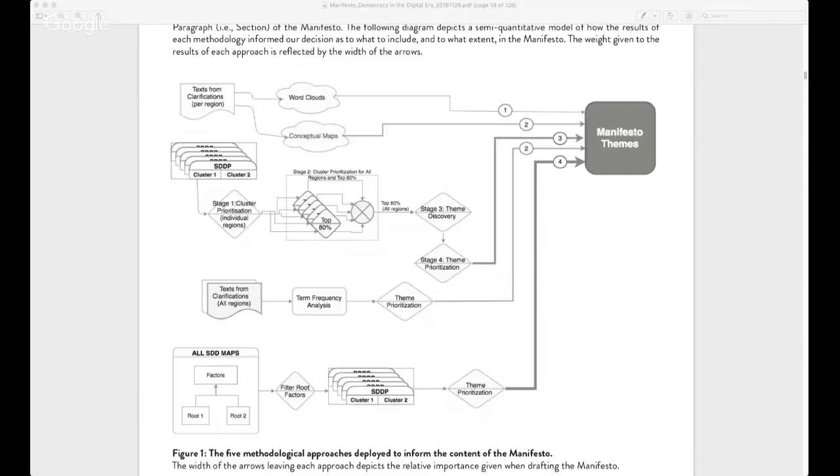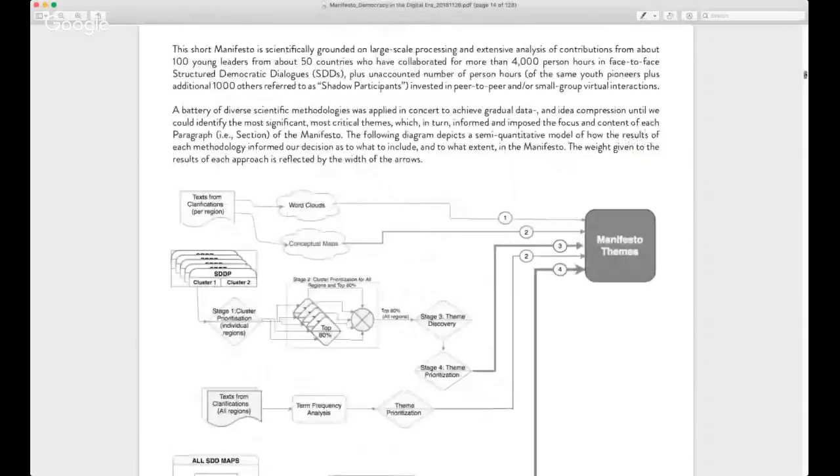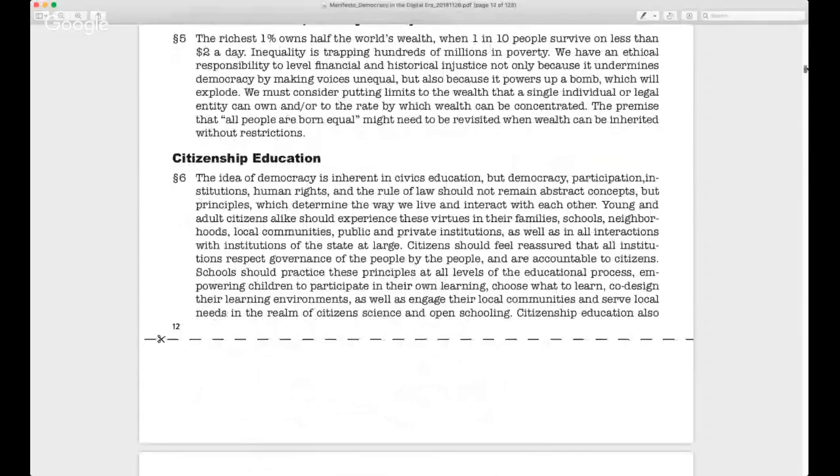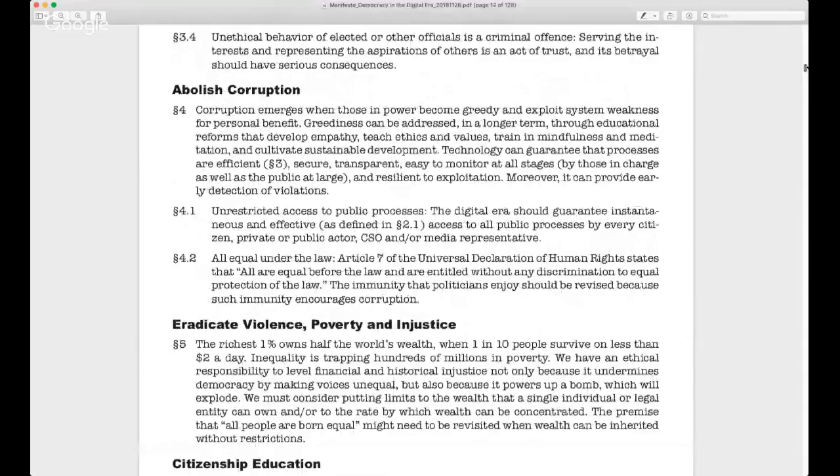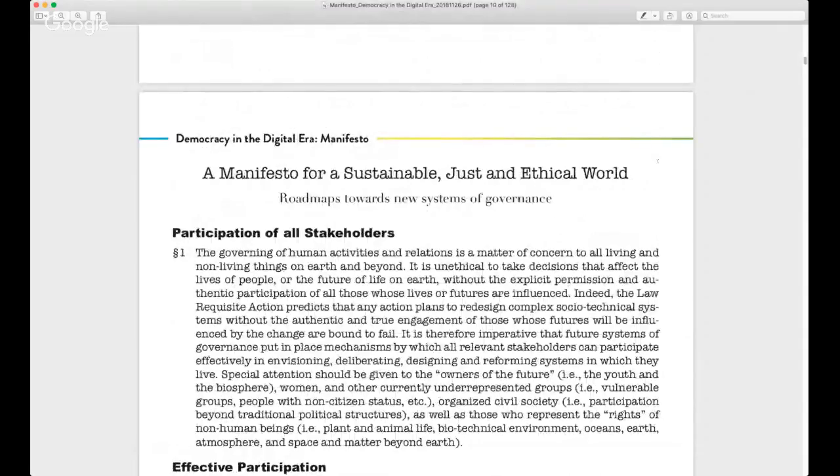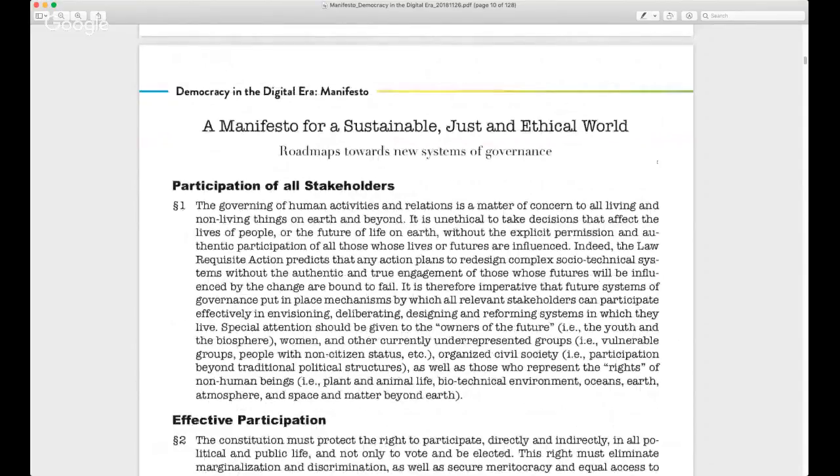Now that Kevin's not here, what we can do is go through and take a look at this. Let me read some of this. Basically, participation for all stakeholders. They're giving a governing of human activities concerned with all living and non-living things on Earth, and beyond. It makes decisions that affect the lives of people. So they're making an ethical statement here.